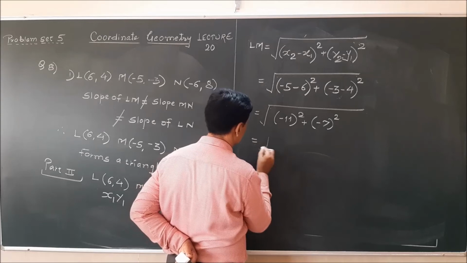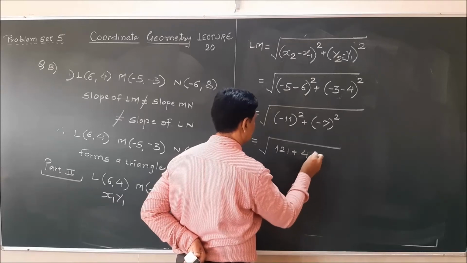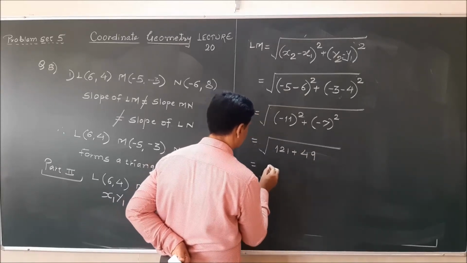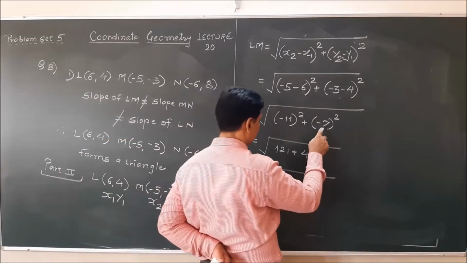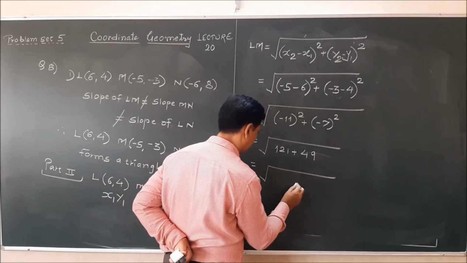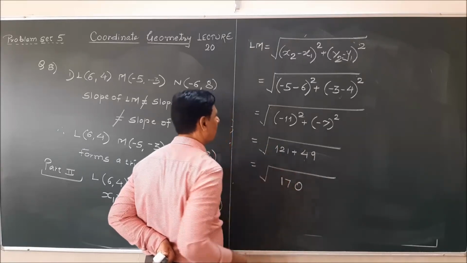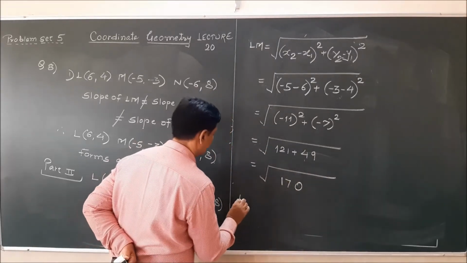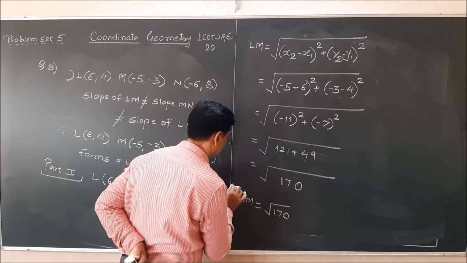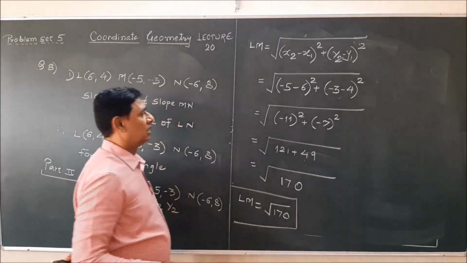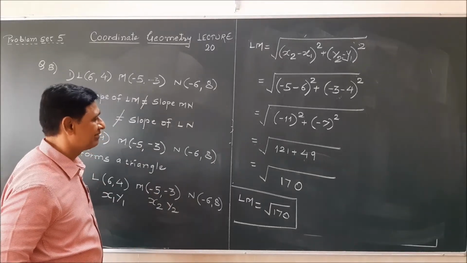That is equal to 11 square is 121 plus 49. The square of minus or plus 11 is 121. The square of minus 7 is 49. So the length of LM is equal to root 170. Very important, that we obtain the length of LM as root 170.